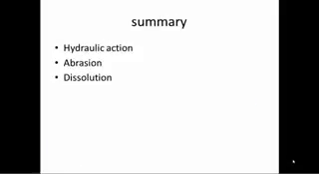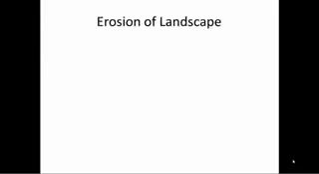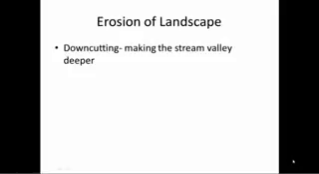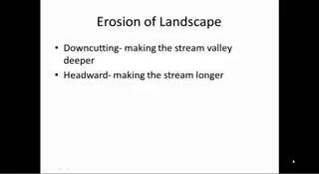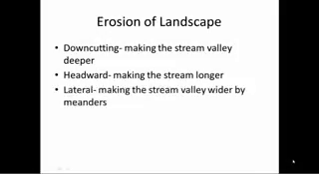In summary, the three major ways in which running water erodes bedrock is hydraulic action, abrasion, and dissolution. Which is the most effective? Yes, abrasion. As running water erodes the bedrock, it changes the landscape and its own stream valley. The three kinds of landscape erosion are downcutting, making the stream valley deeper, headward erosion, eroding the stream channel and its features further and further upstream, and lateral erosion, making the stream valley wider by the action of the stream's meanders.